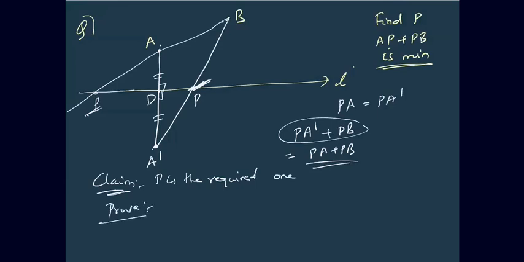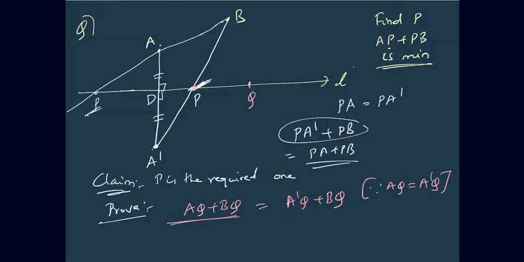So we'll prove it. Let us consider any other point on this line apart from this point. Let us say we take a point Q which is on the line L, but it is not equal to point P. Now what about this distance AQ plus BQ? This is what we need to minimize, right? So AQ plus BQ, I can write as A dash Q plus BQ, because AQ is equal to A dash Q, since A dash is nothing but the reflection of A in line L.